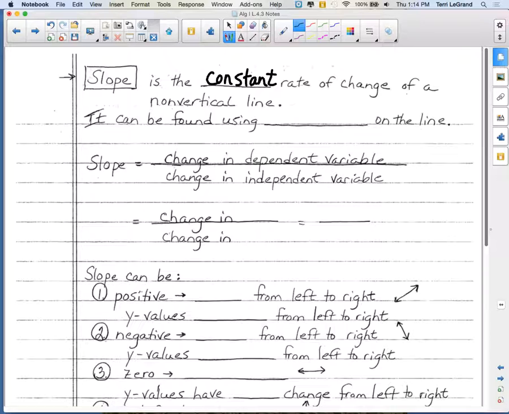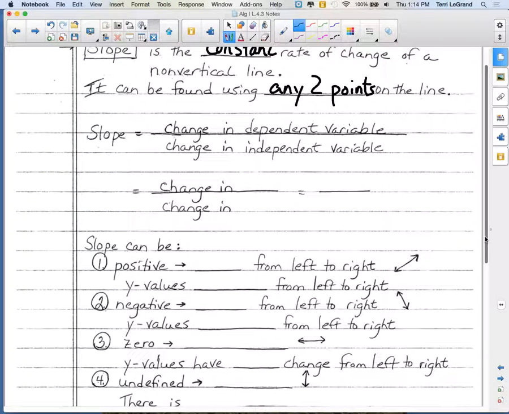And we can find it by using any 2 points on the line. Since it is a constant rate of change, it does not change, so it should not matter what 2 points you take. If from day 1 to day 22 on that last problem, every one of those 4 rates of change had been exactly the same, we would have had a straight line with the same rate of change all the way through. It would have been constant, so it would not have mattered which 2 points we used on that line. We would have been able to find the slope.